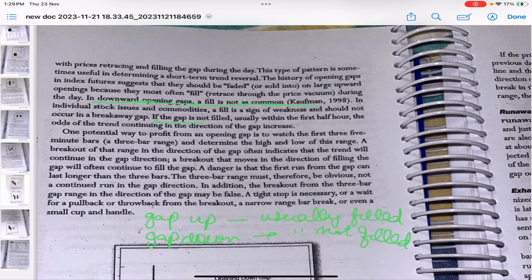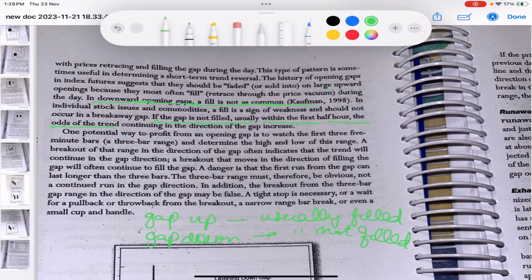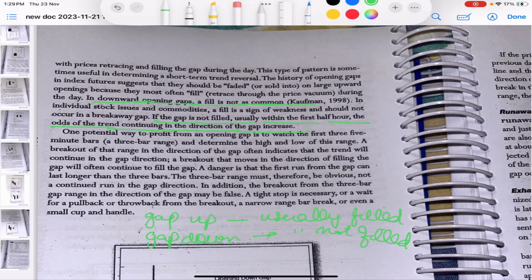If the gap is not filled, usually within the first half hour, the odds of the trend continuing in that direction increase. So whenever you want to trade, let's say a gap up, wait for the first 1 hour and see how the market is performing. If in the first 1 hour the gap hasn't been filled, then you can be more confident, not sure about anything, that the price will not retrace and fill, because it means that people are willing to take the prices higher and so on. So keep that in mind.